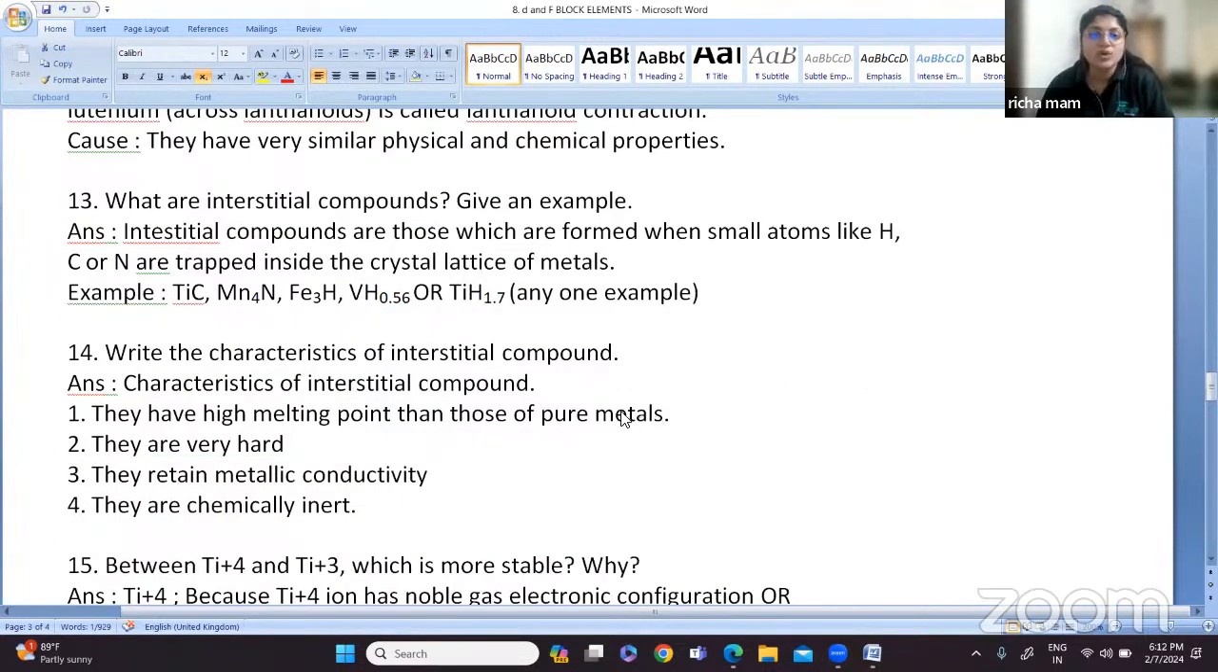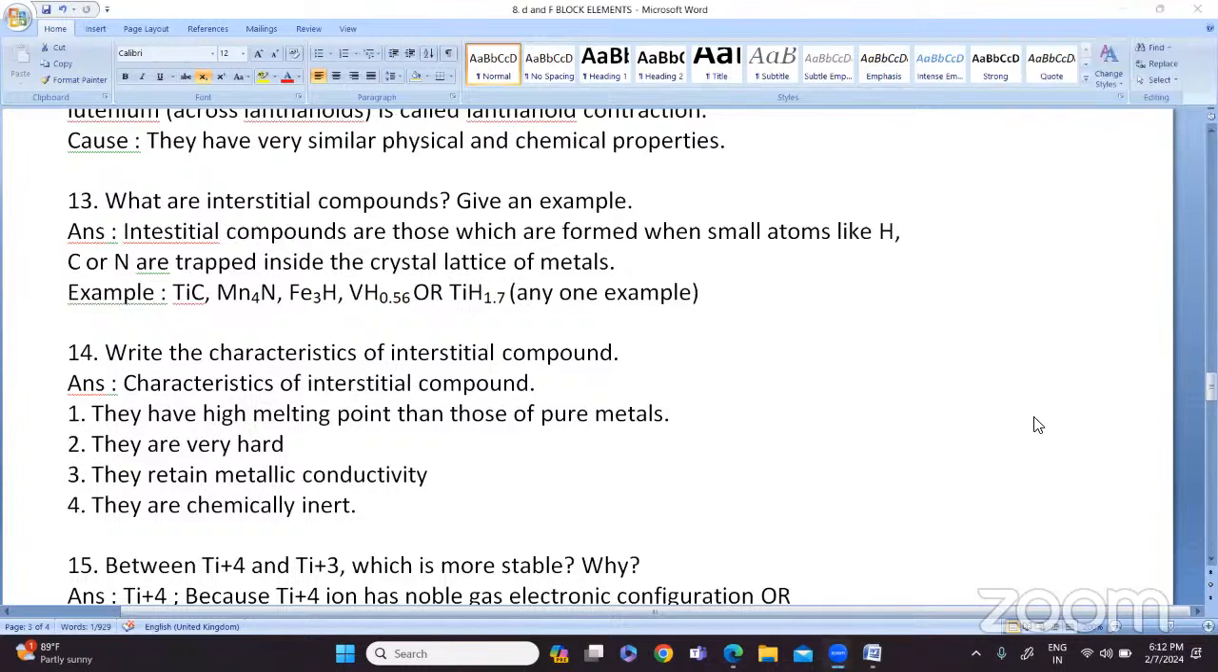So the next question is, what are the characteristics of interstitial compounds? Firstly, they have a very high melting point than those of pure metals. As compared to pure metals, these interstitial compounds have a high melting point. When you compare pure metals and interstitial compounds, interstitial compounds will have the higher melting point.